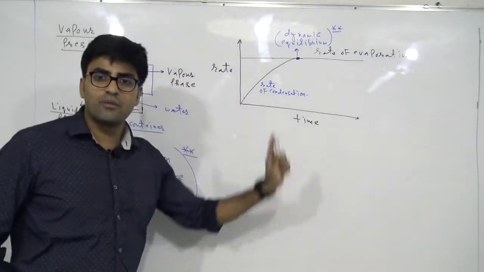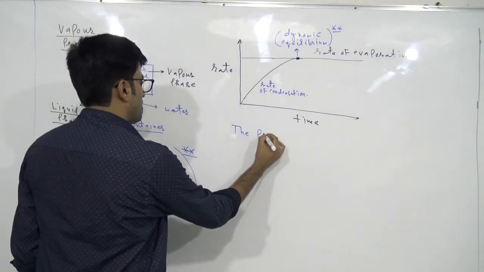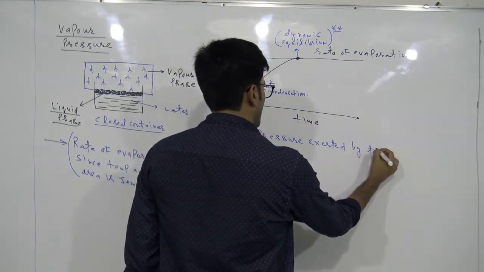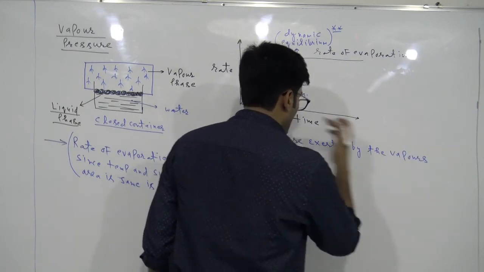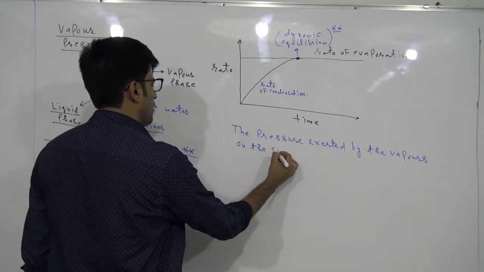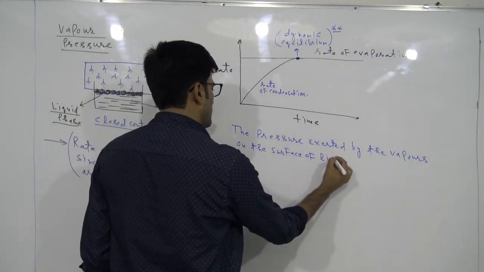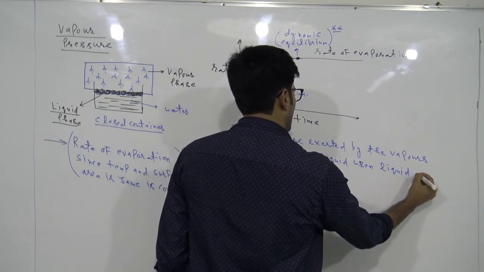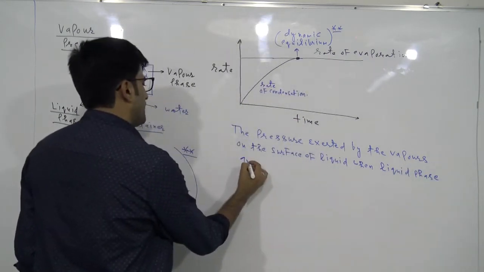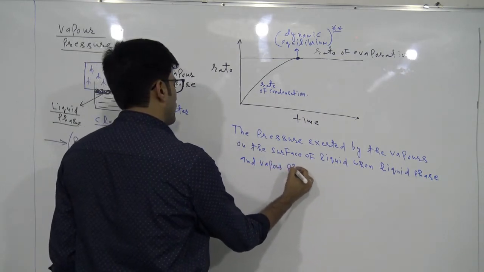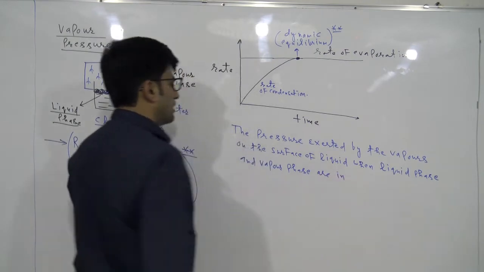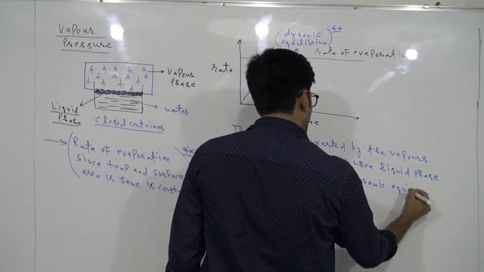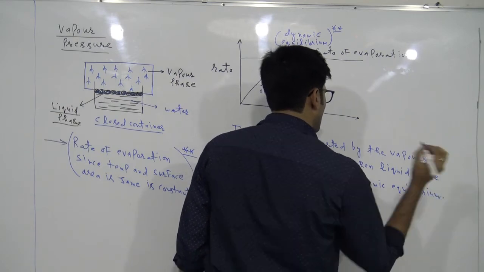So now I'm writing the definition of vapor pressure here. The definition of vapor pressure is the pressure exerted by the vapors on the surface of liquid when liquid phase and vapor phase are in dynamic equilibrium.